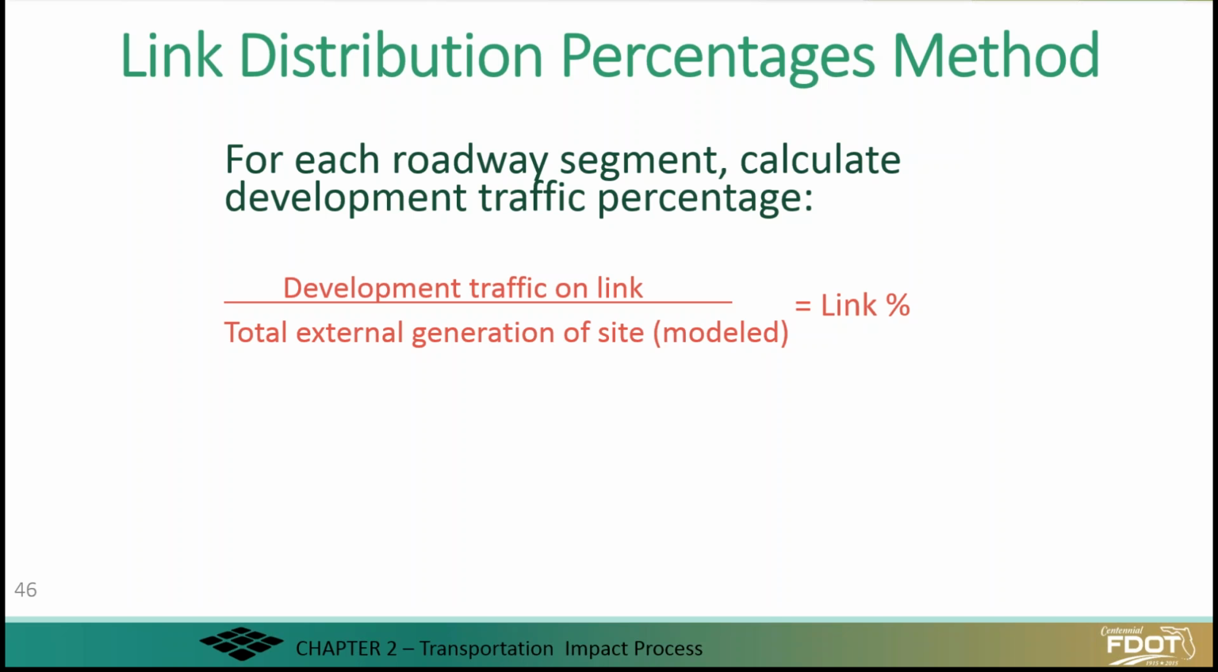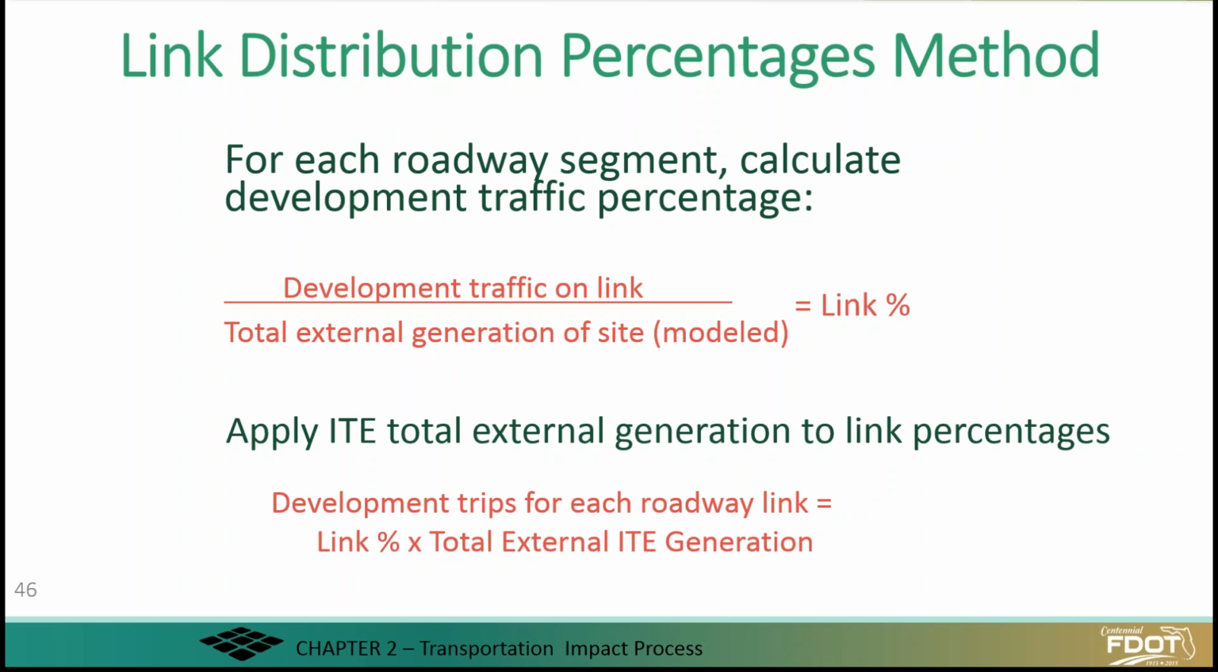And the goal of this method is to determine, on any given link of the network, what is the percentage of the development's traffic on that link. So the percentage of the development traffic on a given roadway segment or model link as a percentage of the total external generation of that project. Before we get to the example, once you know what that percentage is, you will then apply those percentages to the ITE trip generation in order to get the total number of ITE trips on that specific link.